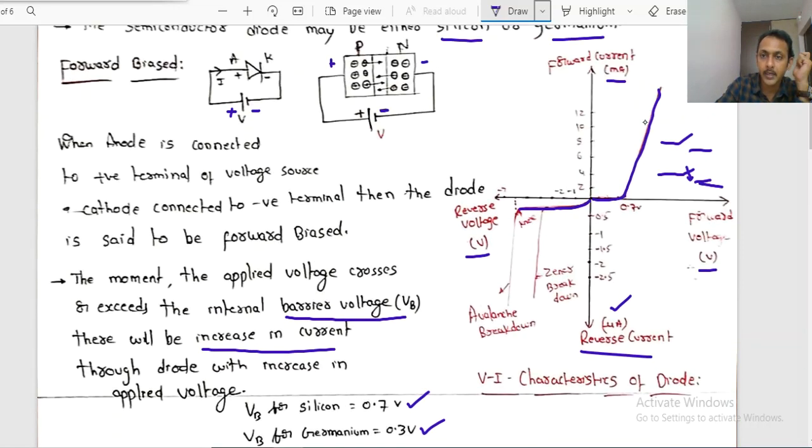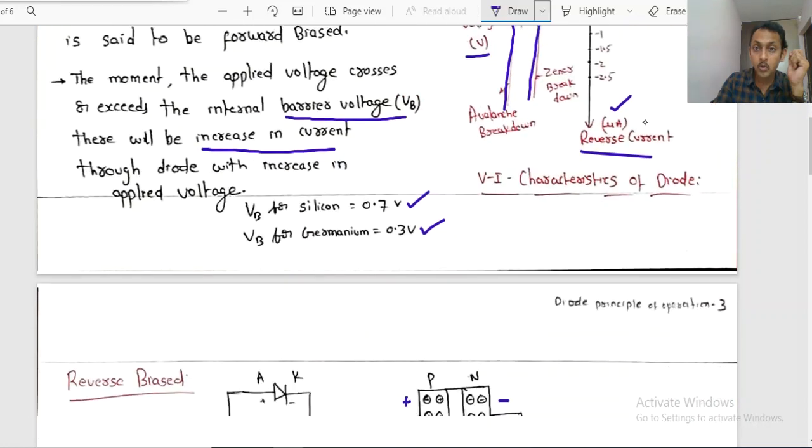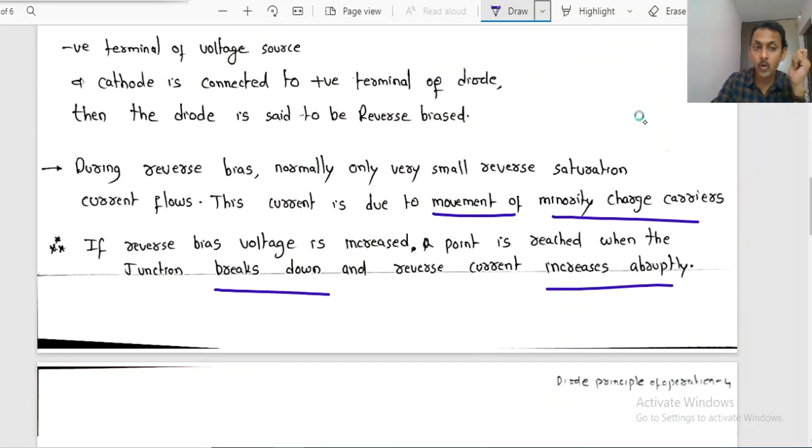In this VI characteristics, the reverse bias voltage slowly increased up to here. The diode has borne that, and here also there is one more breakdown. All of a sudden there is a rise in the current. Here also all of a sudden there is a rise in the current. These two things we can observe, right? Now, what about Zener breakdown, or what about avalanche breakdown?